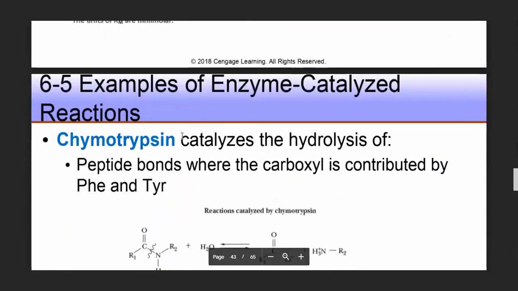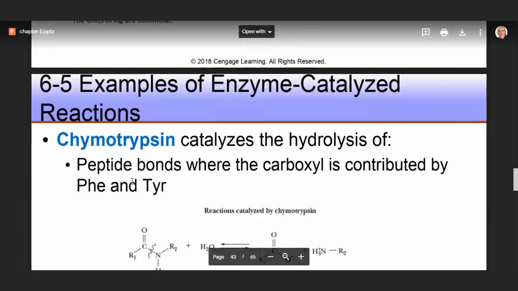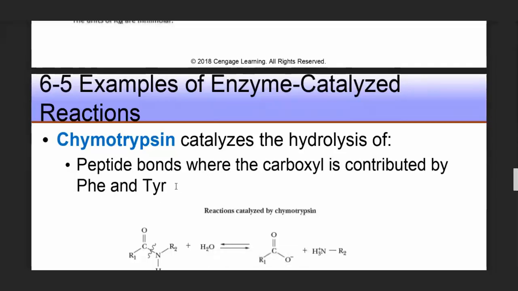Example of an enzyme-catalyzed reaction. Now, there is one enzyme called chymotrypsin. It is very well studied because it is available and simple, and what applies to this enzyme applies to many other enzymes. What it does, it catalyzes the hydrolysis of a peptide bond where the carboxyl is contributed by aromatic amino acids, phenylalanine and tyrosine. In other words, chymotrypsin cleaves at the C-terminal of aromatic amino acids, phenylalanine and tyrosine.